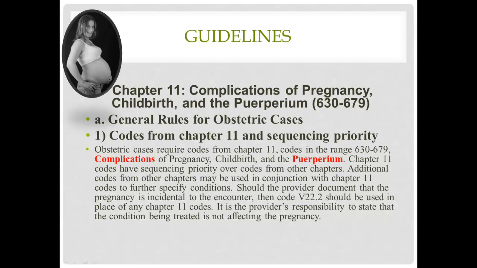One of the first guidelines that you will see under Chapter 11 is when Chapter 11 codes should be used. The range for our Chapter 11 codes is 630 through 679. And these codes do have sequencing priority over other codes. You can use other codes from other chapters in conjunction with this code, but normally your Chapter 11 codes would be primary.